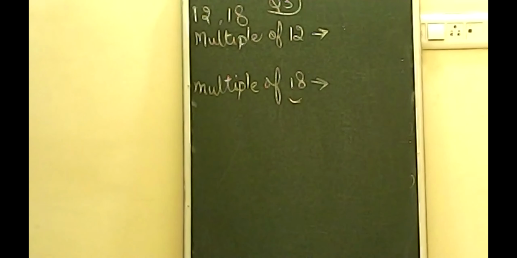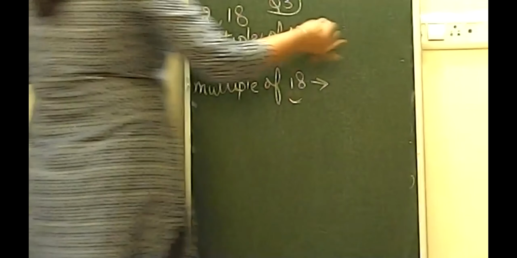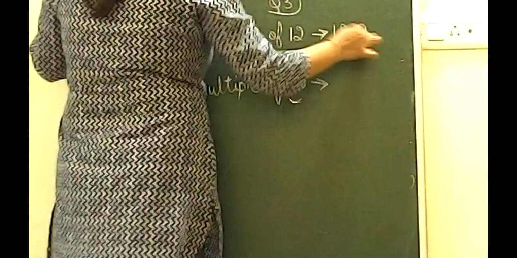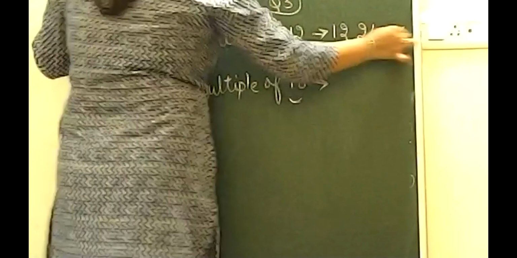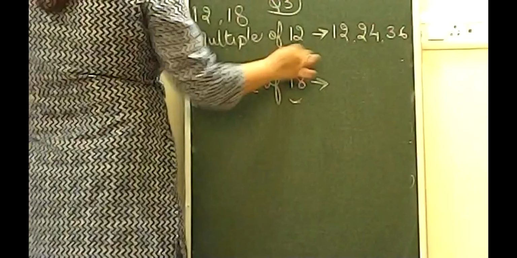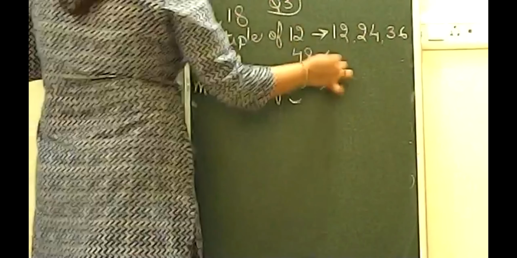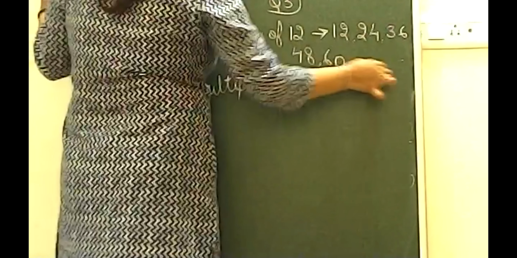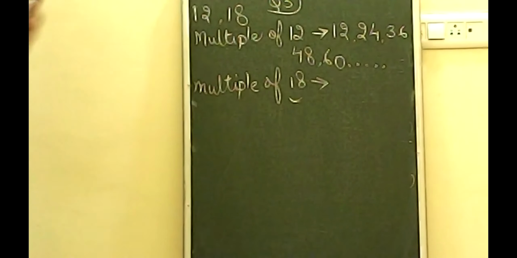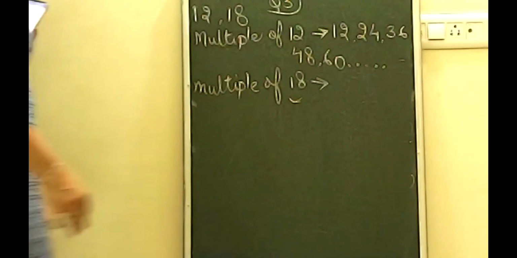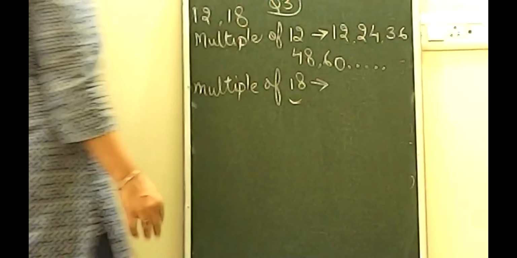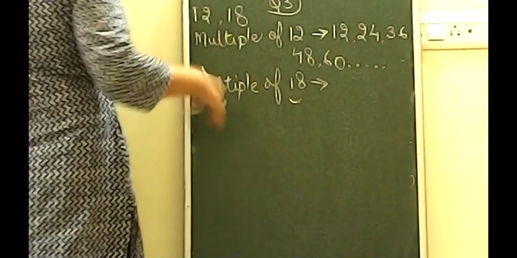So first of all we will find out the multiples of both the numbers. So it will be 12, 24, 36, then you will have 48, then you will have 60. I am not writing further because multiples are endless, so I will not write more. I will just write it till here. Now move on to the multiples of 18.